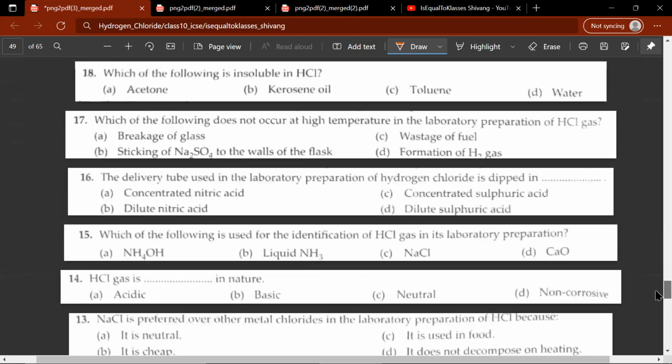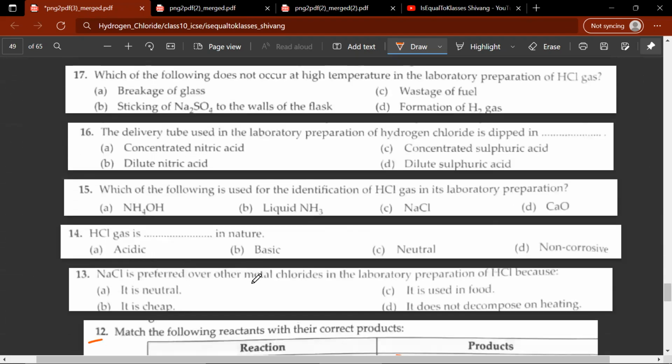Let's move on. The 13th question, NaCl is preferred over other metallic chlorides in the laboratory preparation of HCl because it is cheap. The 14th question, HCl gas is dash in nature. This would be C, neutral in nature. 15th question, which of the following is used for the identification of HCl gas in its laboratory preparation? So A, NH4OH or ammonium hydroxide. 16th question, the delivery tube used in the laboratory preparation of HCl is dipped in what solution? So this would be C, concentrated sulfuric acid.